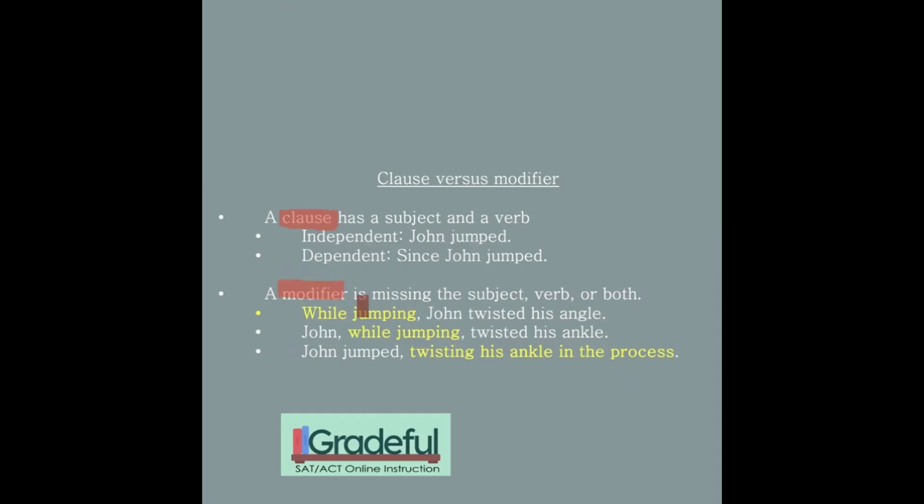So, while jumping, John twisted his ankle. Or John, while jumping, twisted his ankle. Or John jumped, twisting his ankle in the process. ing words, by definition, are not verbs, and there's no mention of John or he in any of these yellow parts. So a modifier is missing the subject, the verb, or both.